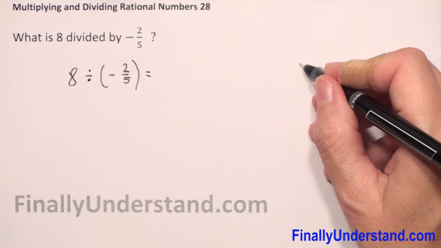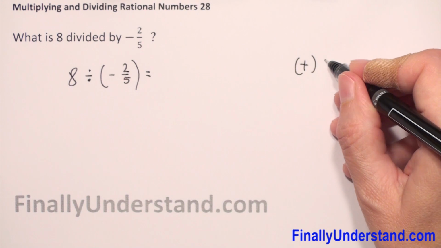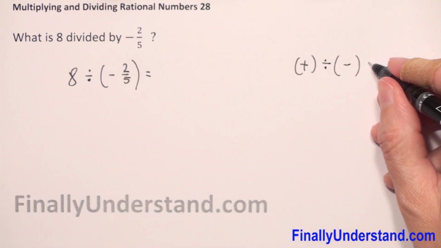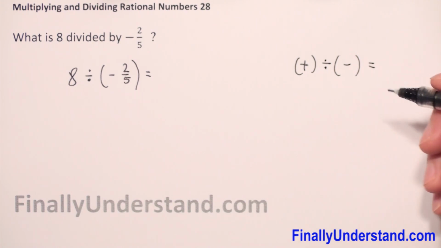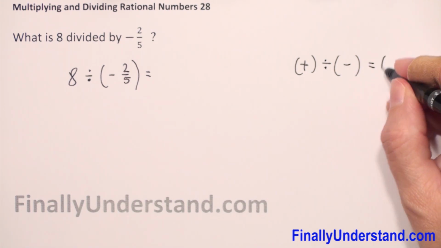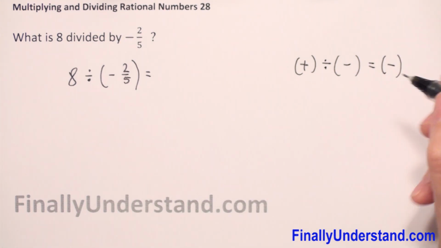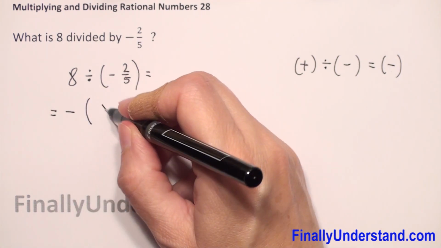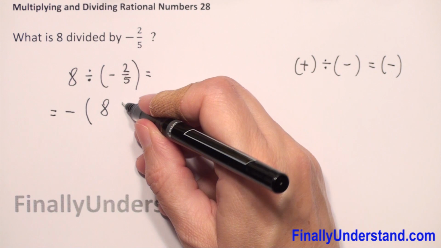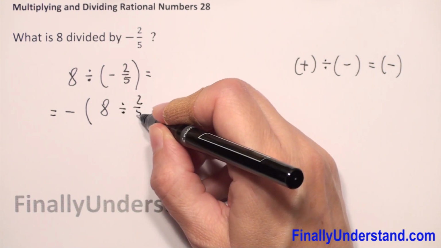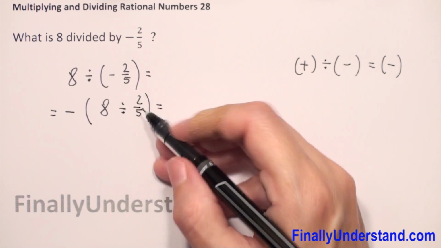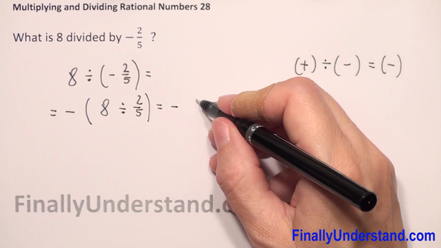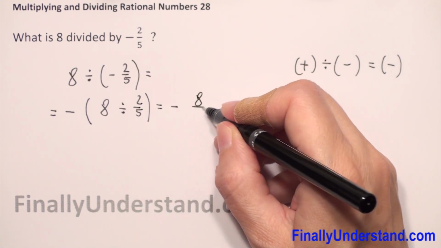Divide by negative. When we divide positive by negative, or negative by positive, or we multiply positive and negative, negative and positive, the answer is always negative. So it will be a negative sign, and we have to divide 8 by 2 over 5 because we have a fraction. So I will change 8 to a fraction also. So we copy the negative sign. 8, we can write that this is 8 over 1.